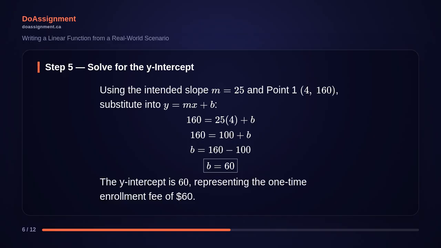We substitute m equals 25 and the point (4, 160) into y equals mx plus b. We get 160 equals 25 times 4 plus b, which simplifies to 160 equals 100 plus b. Subtracting 100 from both sides gives b equals 60. The y-intercept is 60, which represents the one-time enrollment fee of $60.